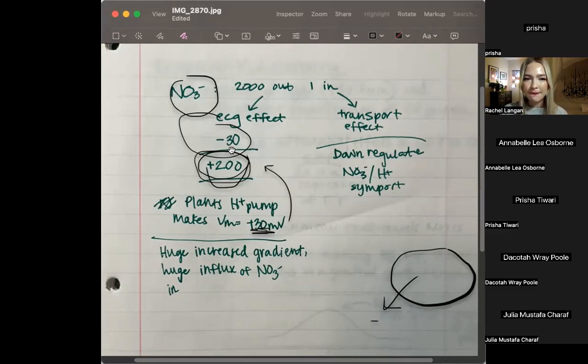Yes, Prisha. Hi, Rachel. Okay, so in this case, would we be given the negative 30 or the positive 200? Or would we even need Nernst for this, or how would that work? Yeah, so the Nernst equation will allow you to calculate what these values are. How do we do that if we have our membrane potential be like negative 130? Wouldn't the electrical gradient then play a role with the negative 130 of the H plus pump?